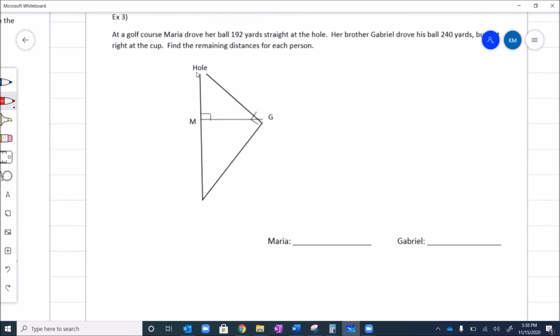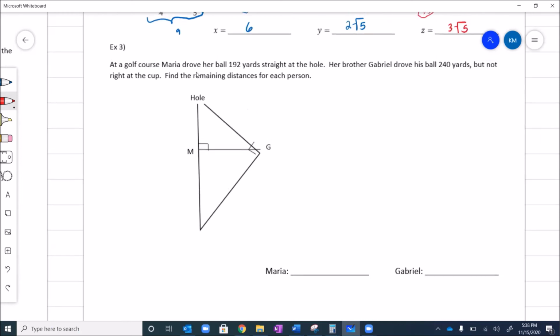Last one down here. It says, at the golf course, Maria drove her ball 192 yards straight at the hole. Her brother Gabriel drove his ball 240 yards, but not right at the cup. Find the remaining distances for each person.